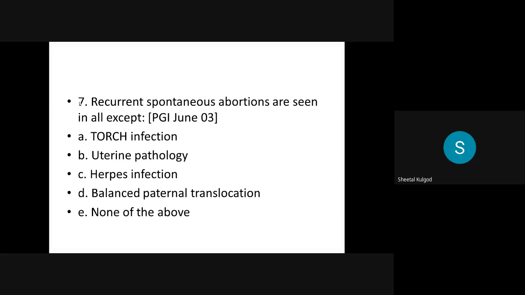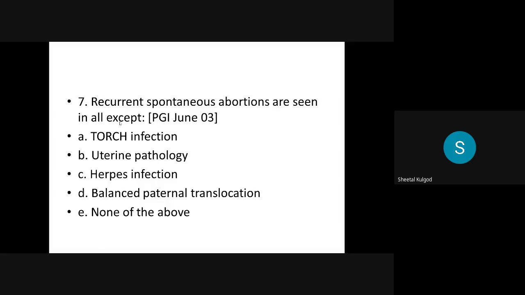Now, seventh question is again similar. Recurrent spontaneous abortions are seen in all except: torch infections, uterine pathology, herpes infections, balanced paternal translocations, or none of the above. Remember, PGI question, here 2 answers or more can be right answers. Read the question carefully. Recurrent spontaneous abortions are seen in all except.